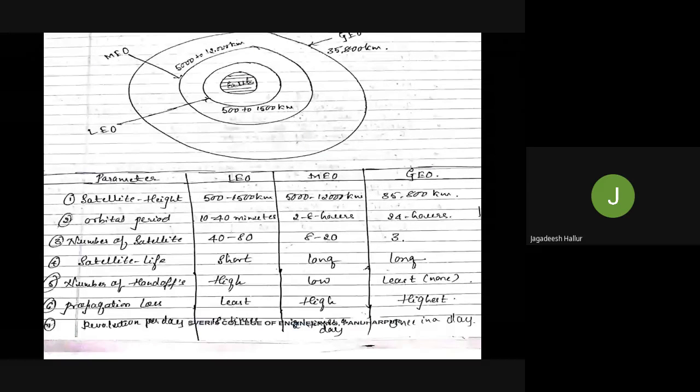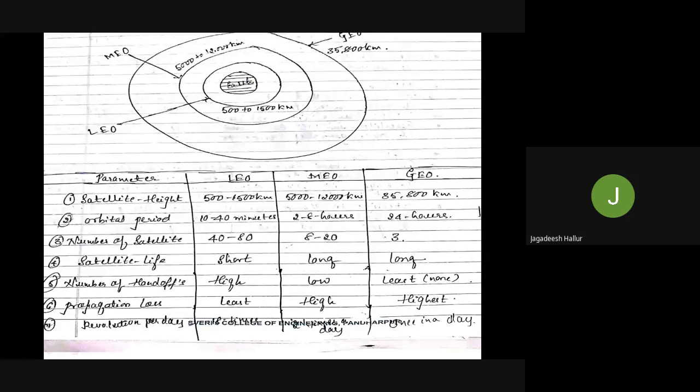And the next parameter is propagation loss. There is a loss in the signal. Loss in the signal in low Earth orbit is least, very less. In medium Earth orbit, it is a little bit high. In geostationary, it is very high, the highest in geostationary Earth orbit.